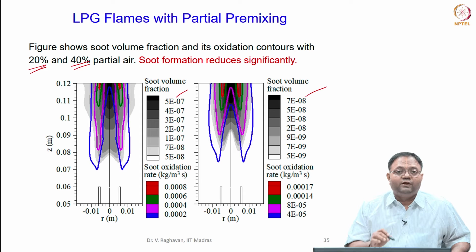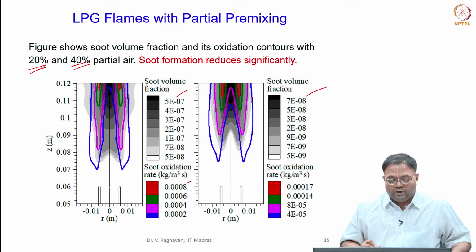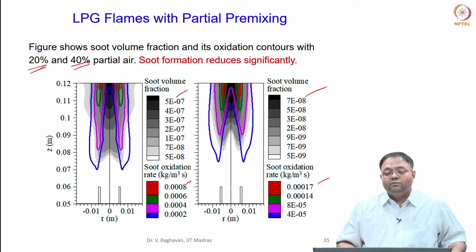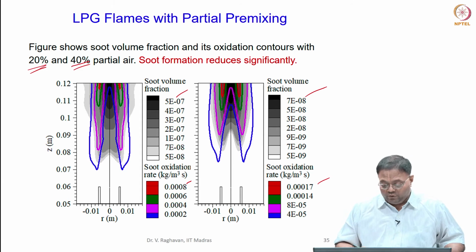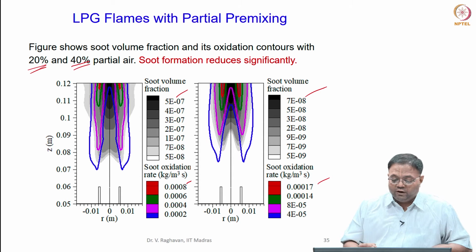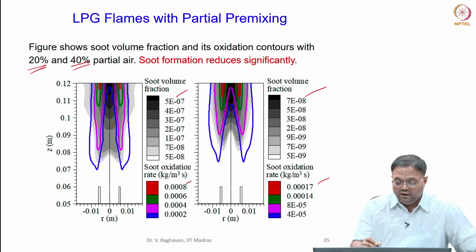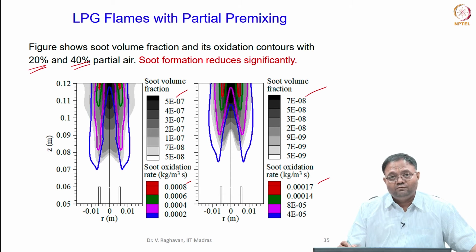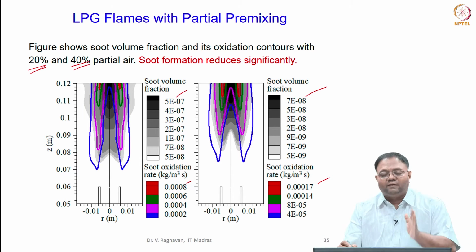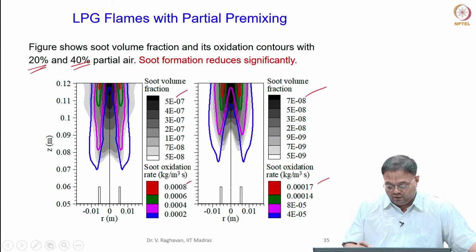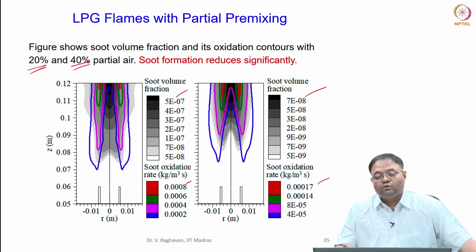Similarly, you can see the soot oxidation rate, which was 0.0008 for the case of 20% primary air, has reduced significantly to 0.00017, more than 4 times. Now compared to this 1.2 into 10 power minus 6, already for 20% it is 1 order of magnitude lesser, and 40% again is 1 order of magnitude lesser than the 20% case. And soot oxidation rate also you can see here, 0.0018 reduces to 0.0008, reduces further to 0.00017.